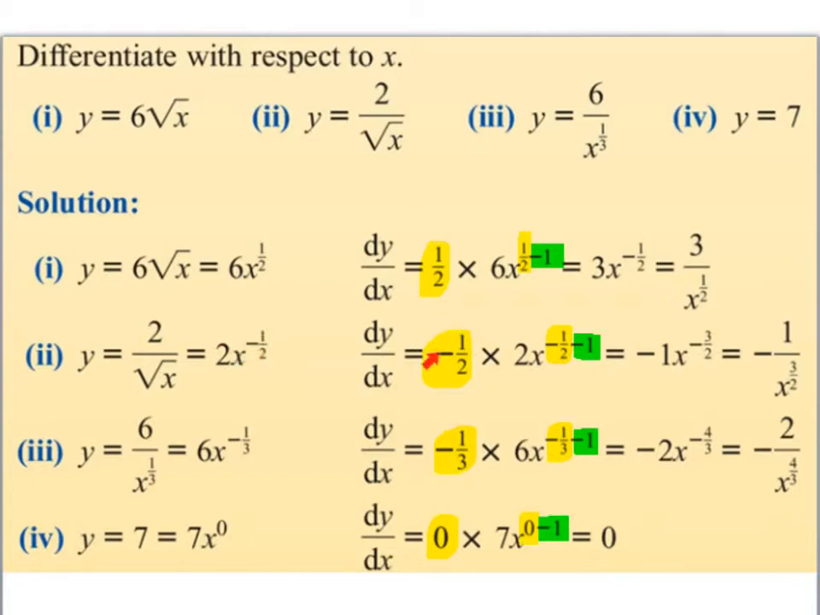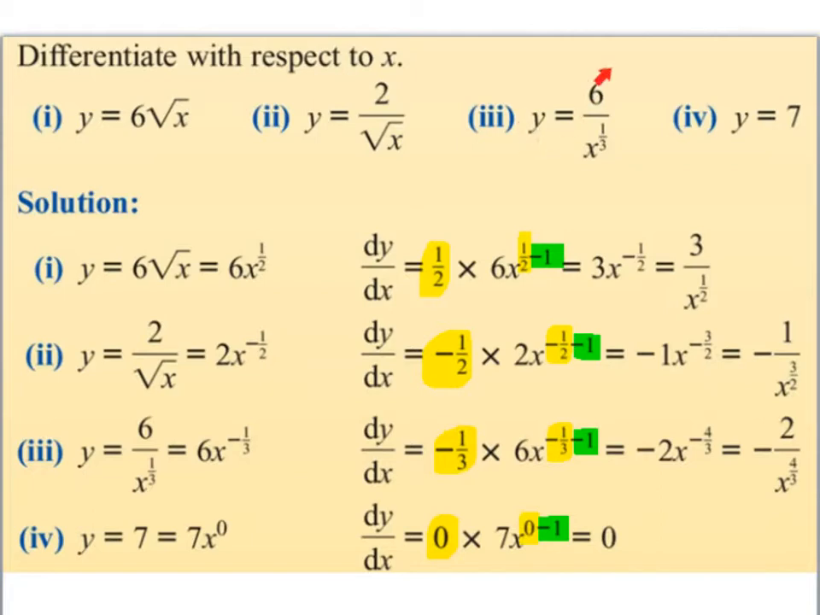So we bring the power down in front, minus a half comes down in front, reduce the power by 1, minus a half minus 1 is minus 3 over 2. And then minus a half multiplied by 2x is minus 1x. So we have minus 1x to the power of minus 3 over 2. We rewrite using our powers laws, and we get minus 1 over x to the power of positive 3 over 2.